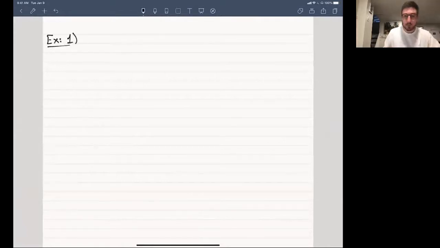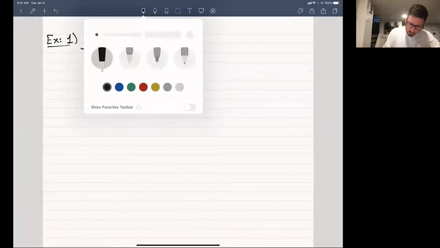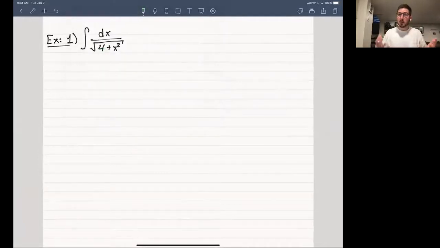Example 1. Suppose we're given the integral of 1 over the square root of 4 plus x squared. Okay, so I want to put a little note here. Remember, we were talking about a squared plus x squared. So in this case, a squared is equal to 4, and we're going to take a to be positive. So this will give us a is equal to 2.